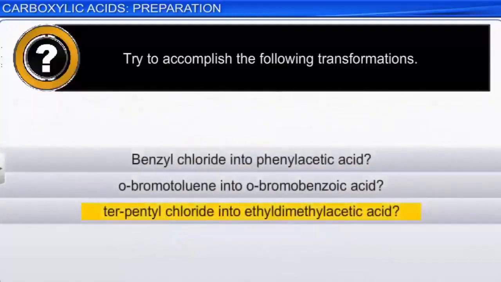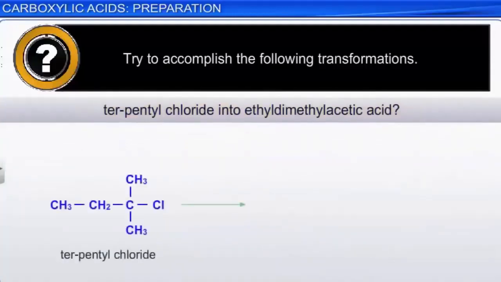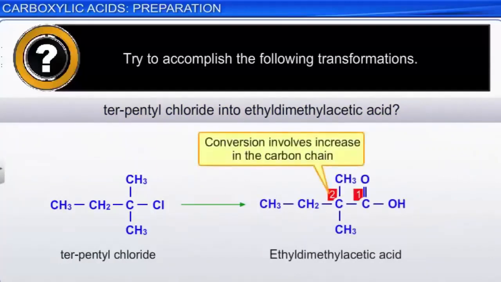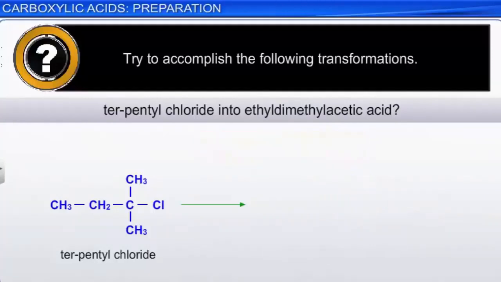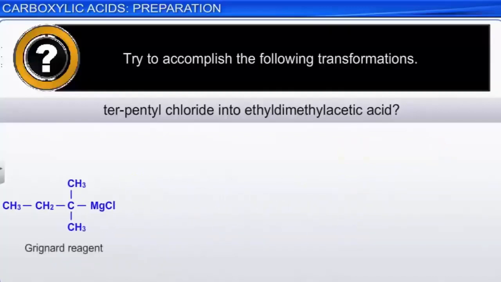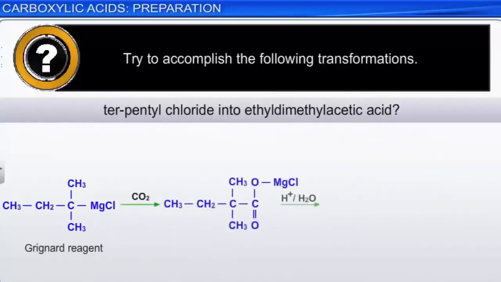The conversion of tertiary pentyl chloride into ethyl dimethyl acetic acid also involves an increase in the carbon chain. This can be achieved by first treating the tertiary pentyl chloride with magnesium to yield the corresponding Grignard reagent. The Grignard reagent, on reaction with carbon dioxide followed by acid hydrolysis, gives ethyl dimethyl acetic acid.